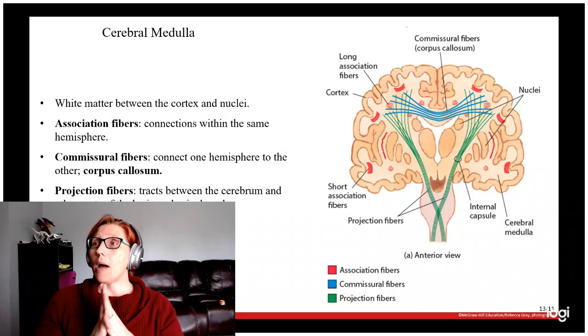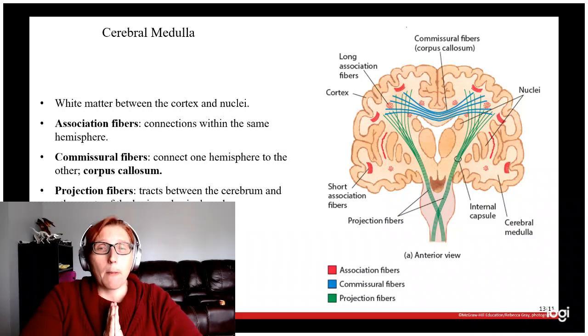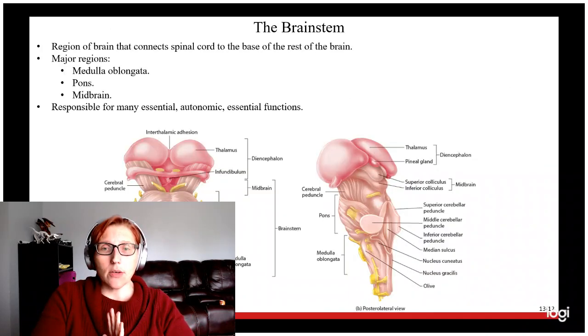All right, so in the cerebral medulla, there are all of these fibers that cross over one another and they help share information between these regions. Make sure that you know what these are. This is a lot of memorization at this point, but it is here for you and I can always answer questions.